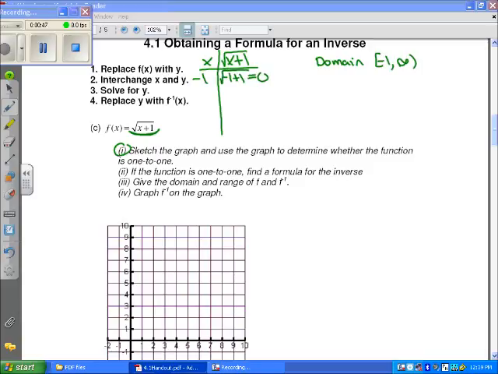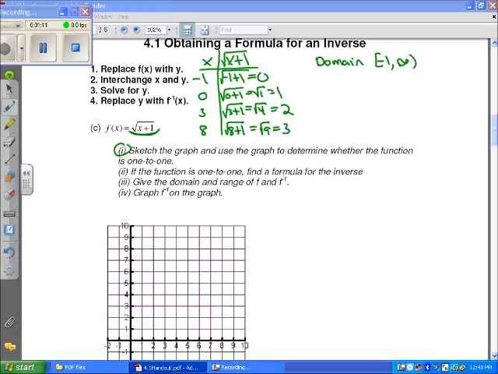Another point I'm going to pick is 0. The square root of 0 plus 1 is 1. So my second ordered pair is 0, 1. My third point I'm going to pick is 3. The square root of 3 plus 1 is equal to the square root of 4, which is equal to 2. And then my last point I'm going to pick is 8. The square root of 8 plus 1 is equal to the square root of 9, which is 3.